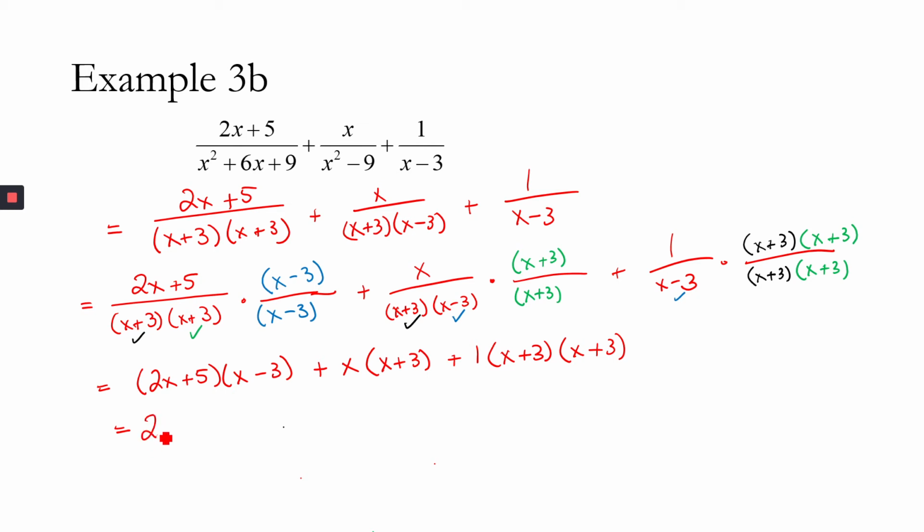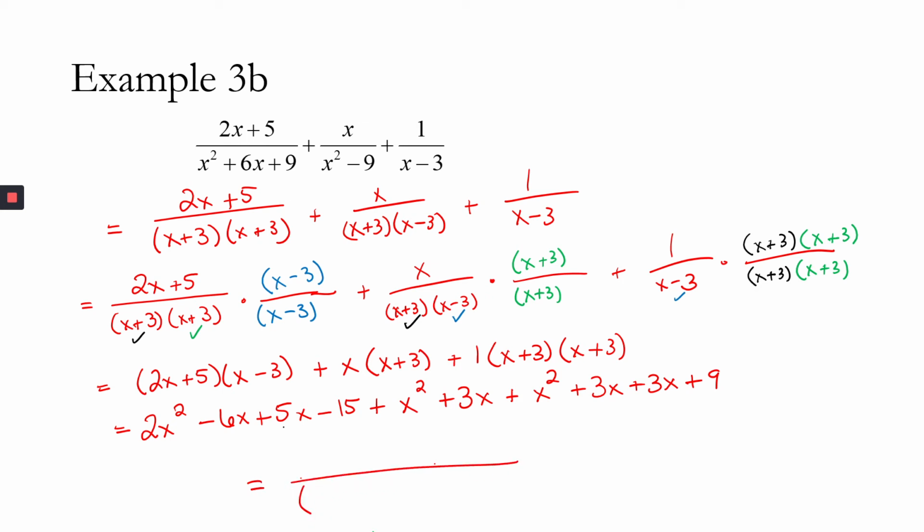So I'm going to FOIL here and get 2x squared minus 6x plus 5x minus 15. I'm going to distribute and get x squared plus 3x. And then over here, 1 times x plus 3 times x plus 3. Obviously, anything times 1 is not really going to do anything, so I just need to FOIL this one and get x squared plus 3x plus 9. All right, I'm going to go through and combine my like terms, and that'll be my answer.